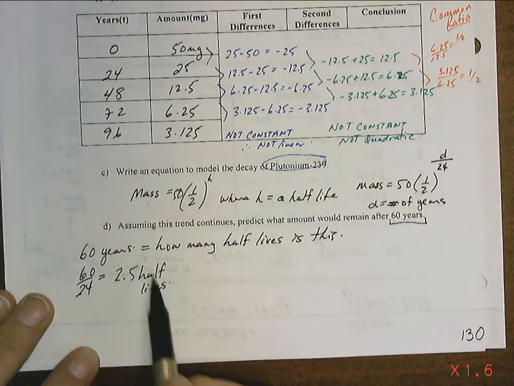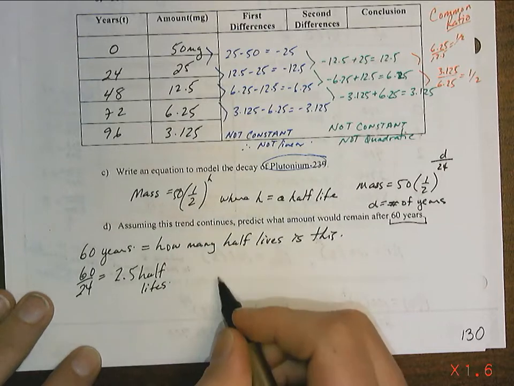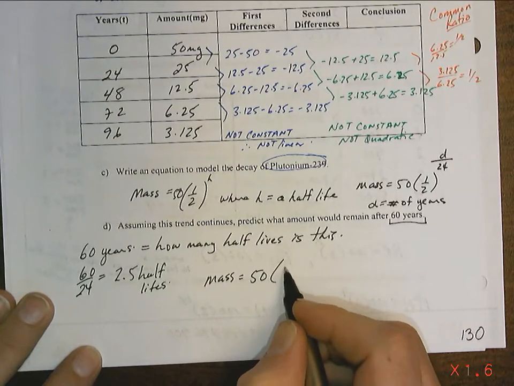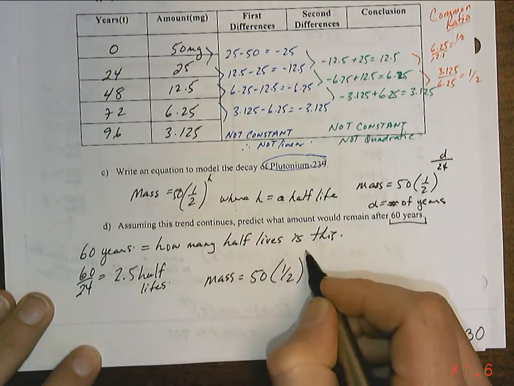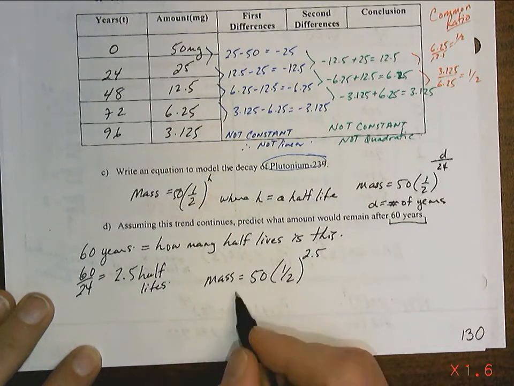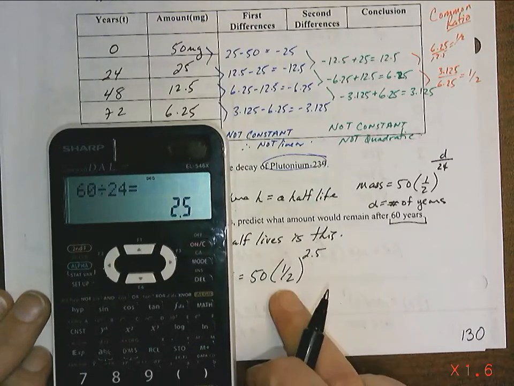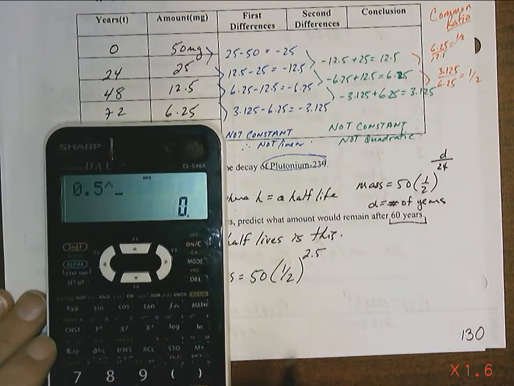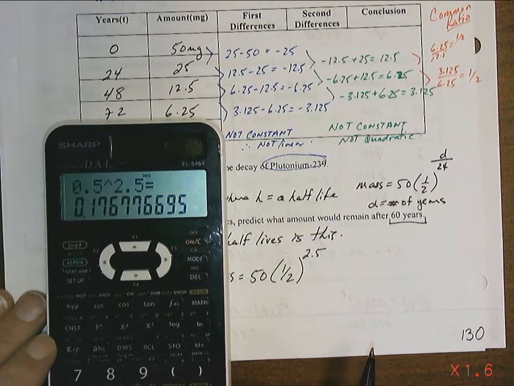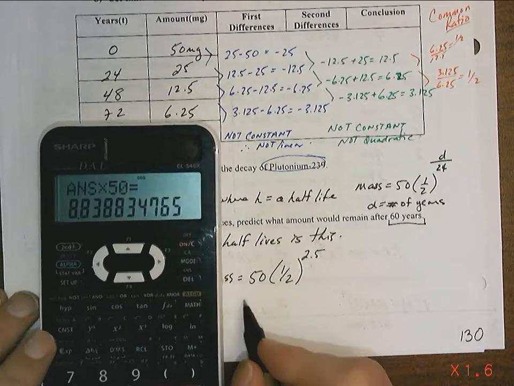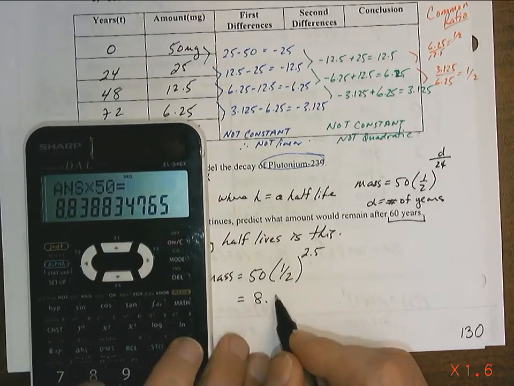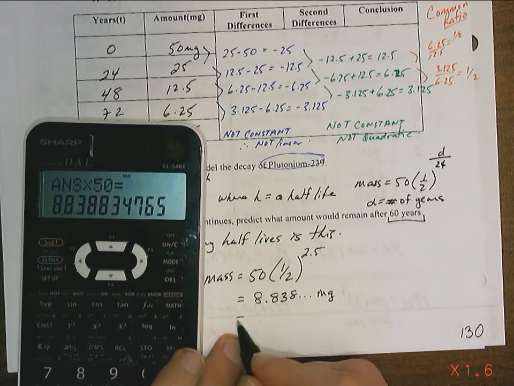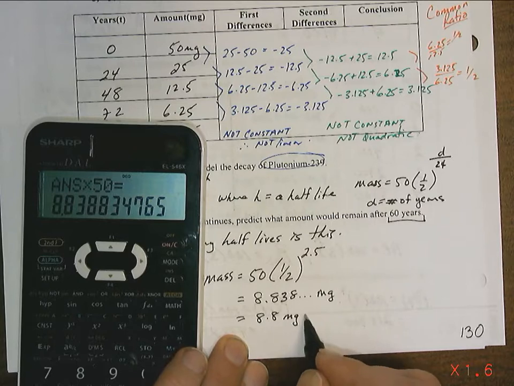So because I know the number of half-lives, I'm going to use this formula. So the mass remaining is going to be, we started with 50. We're going to have it have a half-life for 2.5 half-lives. So using your calculator, 1/2. Now, it's going to help you to know that that's 0.5. So 0.5 to the exponent 2.5 times 50 means that I can be left with approximately 8.838 milligrams, and we'll take that to approximately 8.8 milligrams remaining.